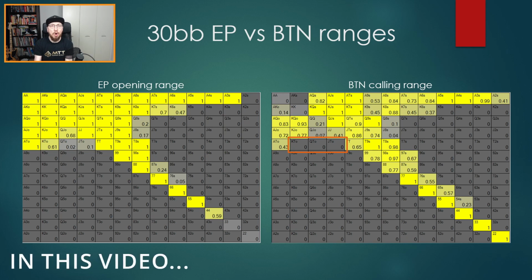So when there's a lot of top pair type hands missing in your opponent's range, that's probably going to have a big knock-on effect to what your strategy looks like.